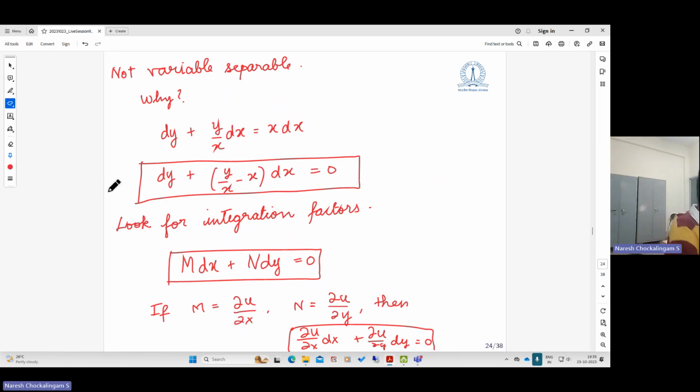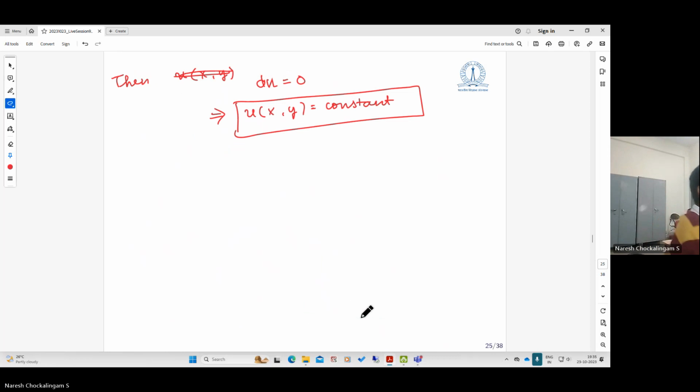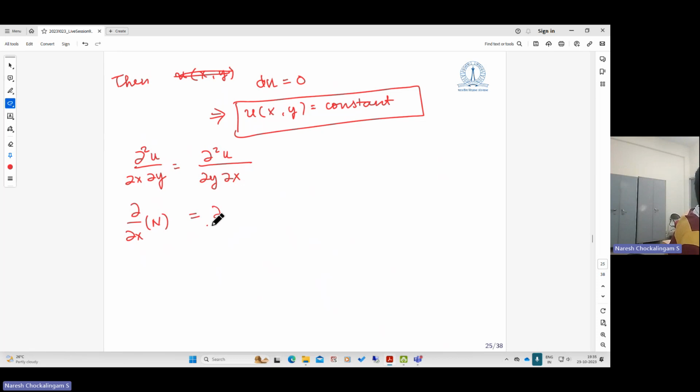So when can we say that m is partial u with respect to x and n is partial u with respect to y? So we know that the mixed derivatives are equal. So the y derivative of m is nothing but dou by dou y of m, and the x derivative of n is dou by dou x of n. So if these conditions are satisfied, then it is an exact differential.